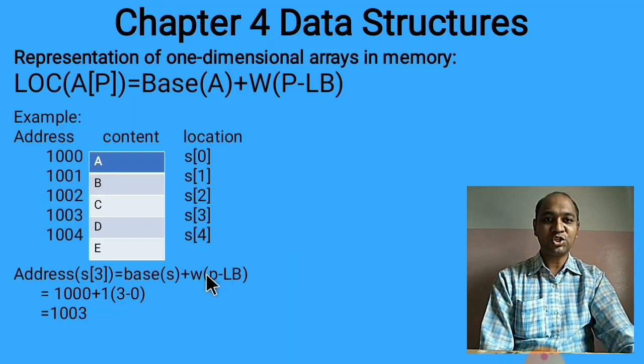P is position. So we want to find the address of the element which is in the third position. So minus LB is what? LB is always 0. Here you can see the base is 1000 plus W is 1, and P is the position, that is 3, minus LB is 0. Now you can multiply this inside the bracket. So 3 minus 0 is 3, 3 ones are 3. So 1000 plus 3 is 1003. So here you can see S of 3 has the character D, which is at location 1003. So it is verified. Yes.